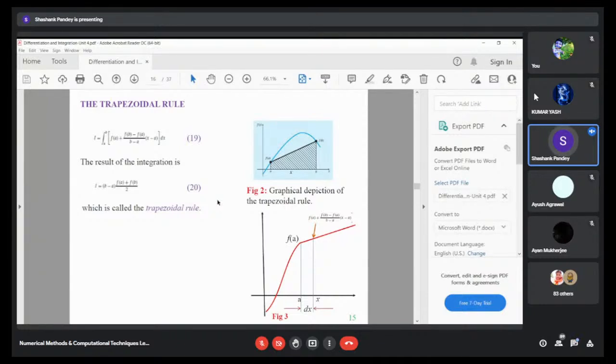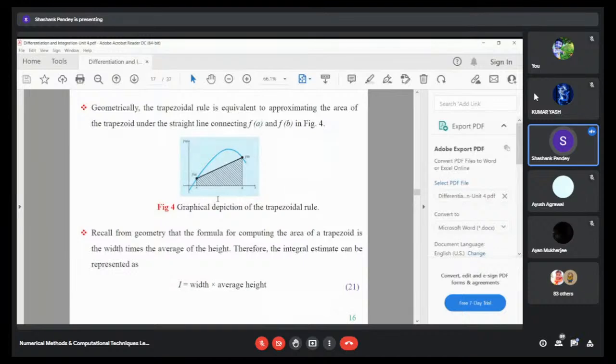If we solve equation number 19 or simplify it by substituting the limits, we will get something expressed by equation number 20. So this is called the trapezoidal rule, and in a more specific way, this is the single step application of the trapezoidal rule. So coming on to our next slide, that is slide number 16.